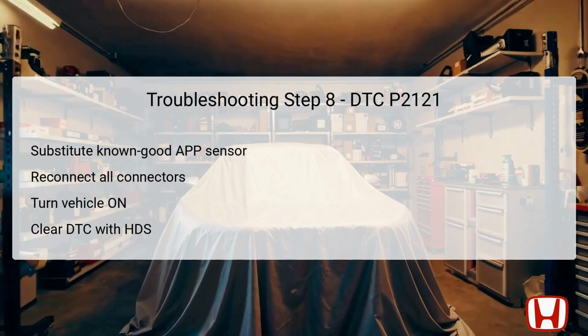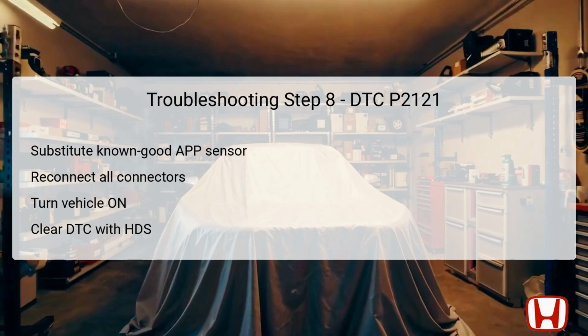The final troubleshooting step encompasses verifying the functionality of the APP sensor itself. Begin by substituting a known good accelerator pedal module, ensuring that the replacement is compatible with the vehicle model to avoid discrepancies. After this substitution, reconnect all previously disconnected connectors securely to ensure proper electrical connection.